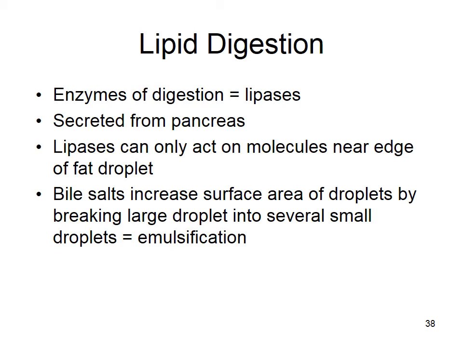Okay, so the role of bile salts is to emulsify your dietary fat. Your bile salts do not digest dietary fat. They emulsify it so that your lipases can digest it.